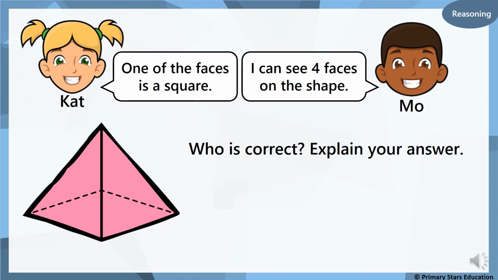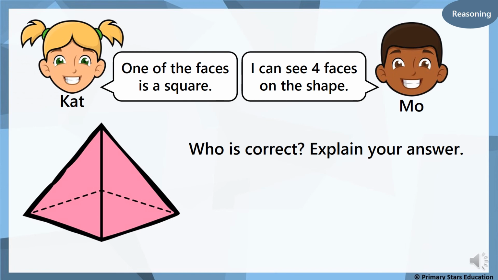Okay, we've got a different kind of question now. We've got 2 characters up there, Kat and Mo. And Kat says, one of the faces is a square, and Mo says, I can see 4 faces on the shape. Who is correct? And can you explain your answer? Have a little bit of thinking time and press pause if you need it, and then come back and check your answer.